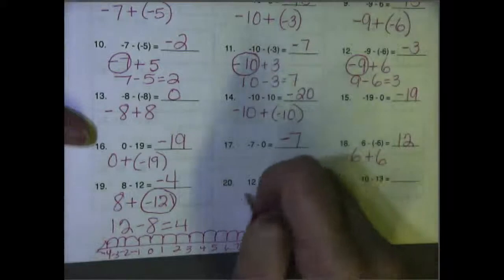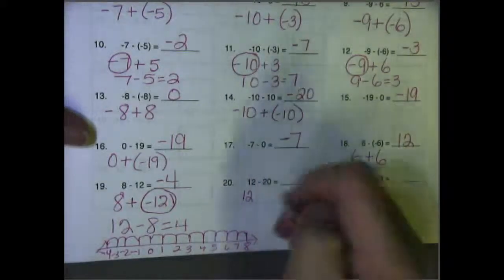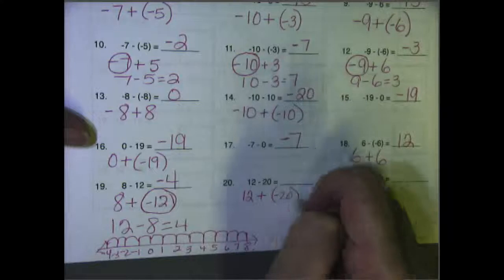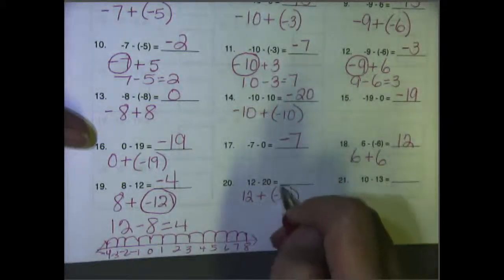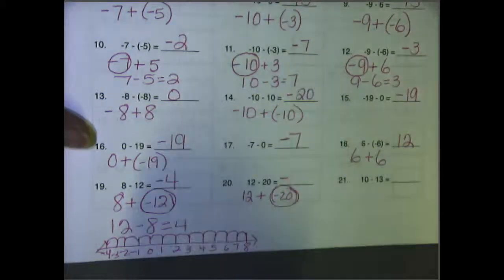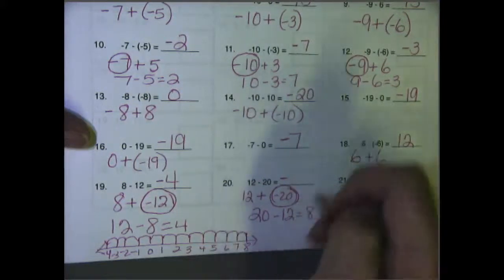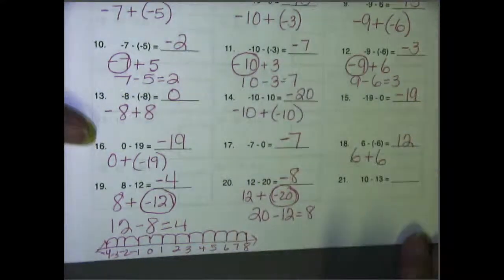Number 20. 12 stays the same. Subtraction changes to addition. +20 to -20. I notice that I have 20 negatives and 12 positives, so I know my answer will be negative. 20 minus 12 equals 8, so my answer is -8.